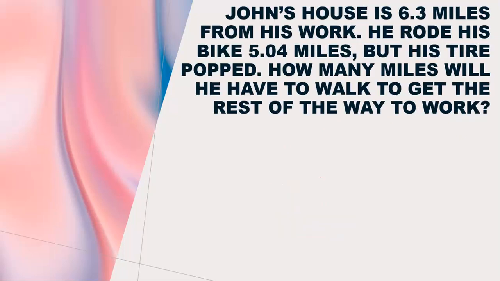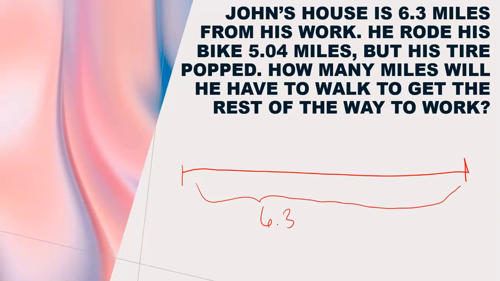Let's look at a word problem real quick. John's house is 6.3 miles from his work. He rode his bike 5.04 miles, but his tire popped. How many miles does he have to walk to get the rest of the way to work? So the full distance is 6.3 miles. He makes it all the way, let's say here, he makes it 5.04. We need to figure out the rest of the way that he has to walk.